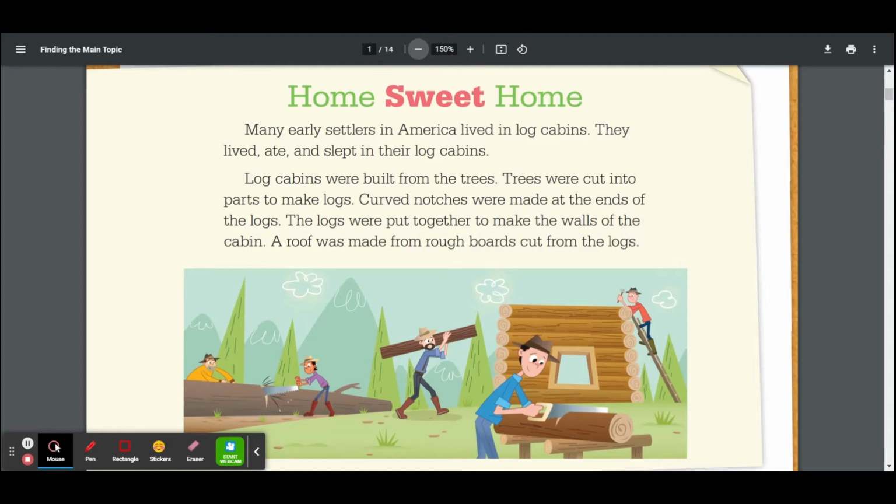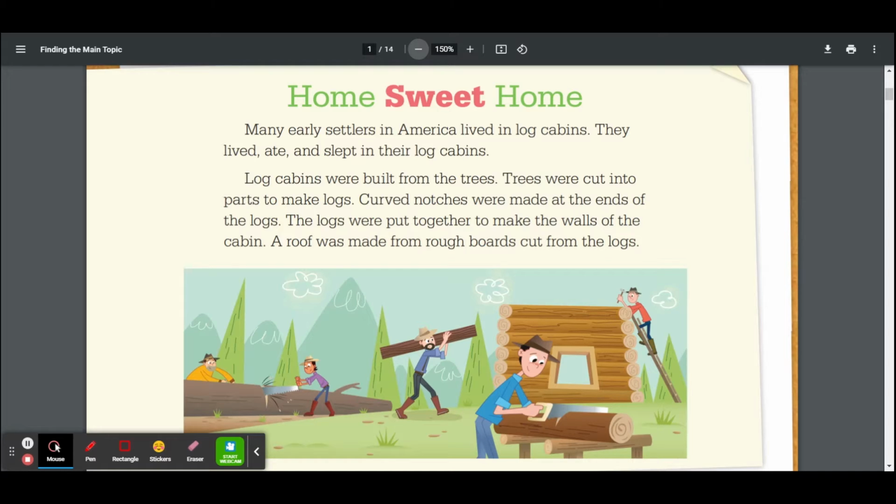Everyone! Today I wanted to log on to go over a main topic to help my second and third graders who are still struggling with really being able to pull out what the main topic of our reading is. So I'm going to read to you this short little article called Home Sweet Home, and I'm going to explain what the topic sentence would be and where we find the supporting details.